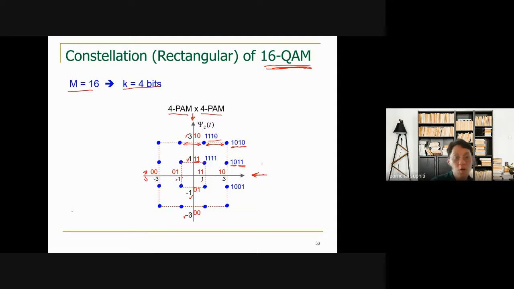Okay, so let me see before we go further. Now we have been talking about 16 QAM for some time, right?